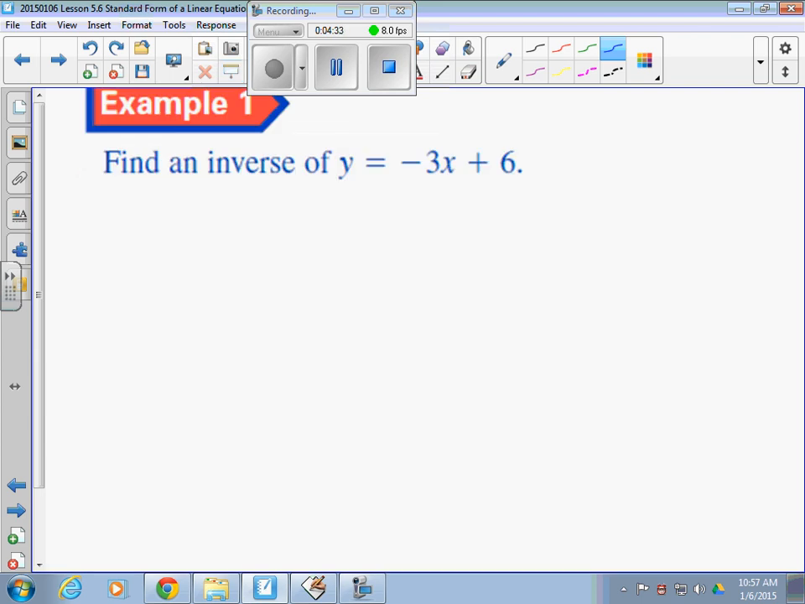Okay, here's another example. y equals negative 3x plus 6. Take about 30 seconds and find the inverse of that one.